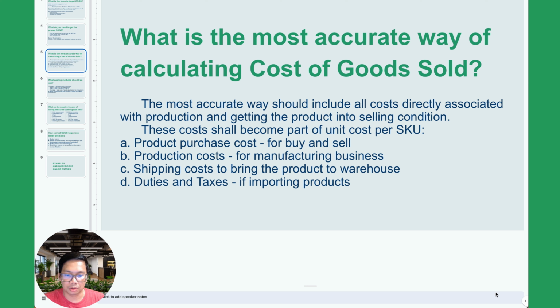Number 2, production cost. Production cost or manufacturing cost is for manufacturing businesses. If you are creating your own product, or if you have a third-party manufacturer that is creating your product, then the production or manufacturing cost is part of the unit cost of your inventory. Third is shipping costs. These are the shipping costs incurred to ship your products from the supplier or the manufacturer to your warehouse or directly to the Amazon warehouse.